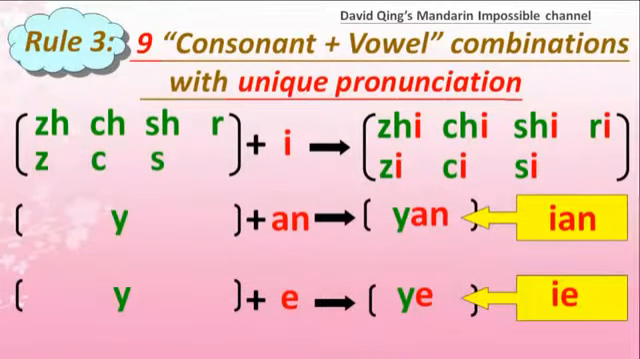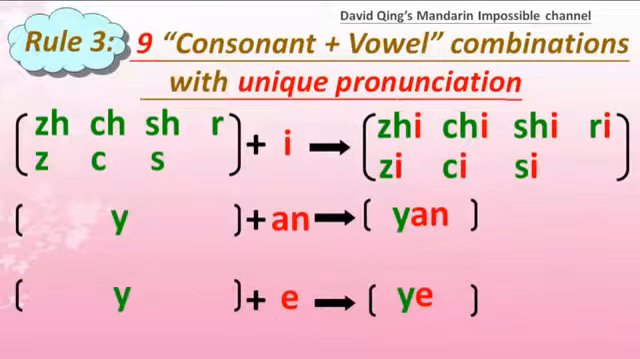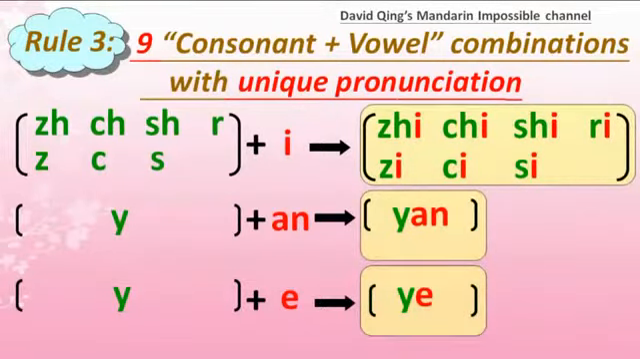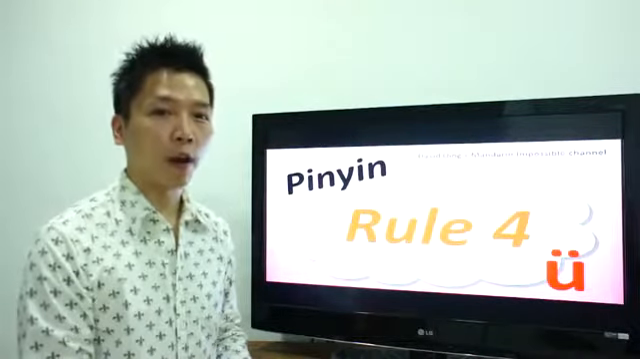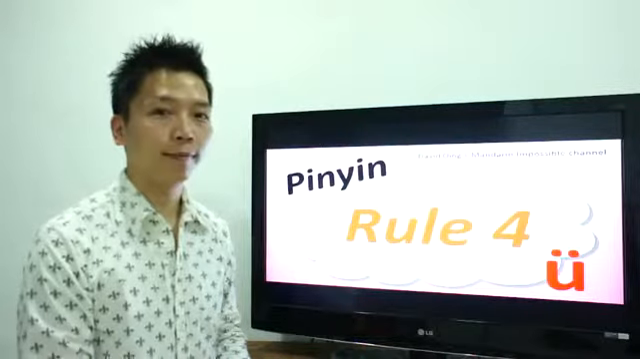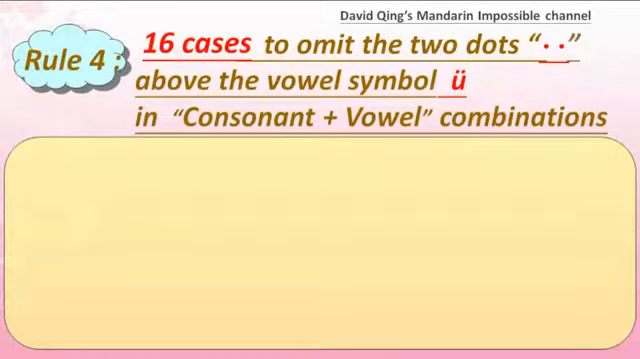These 9 consonant plus vowel combinations are in the highlighted boxes. You must pay attention to their pronunciations. Rule 4 tells you when to omit the 2 dots above the vowel symbol yu. There are 16 cases to omit 2 dots above the vowel symbol yu in consonant plus vowel combinations.